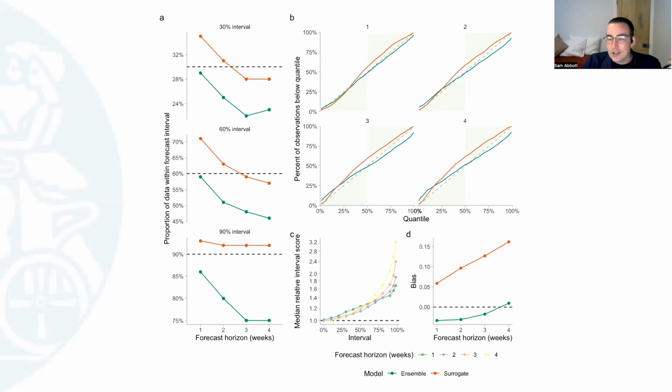And that's very odd, because that's not a characteristic that we want from a forecast model, particularly one that we are saying is somehow a gold standard. And if we break down the weighted interval score by forecast interval, we see the majority of the poor performance of the surrogate model was in the tail, and the tail is the bit that the ensemble doesn't have because it's poorly calibrated.